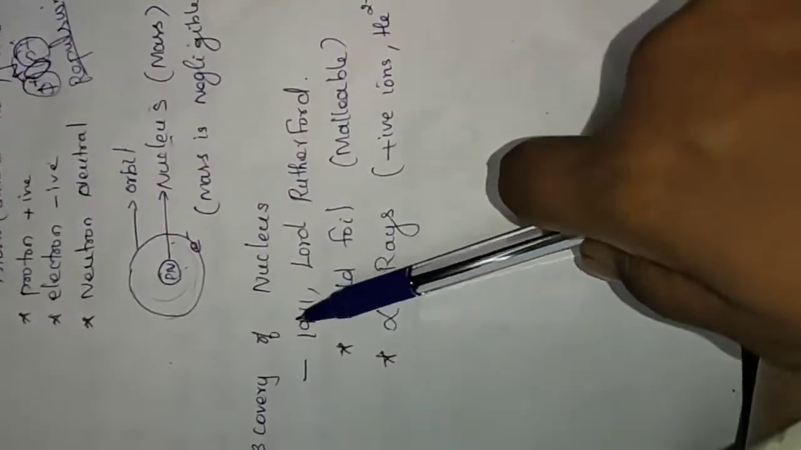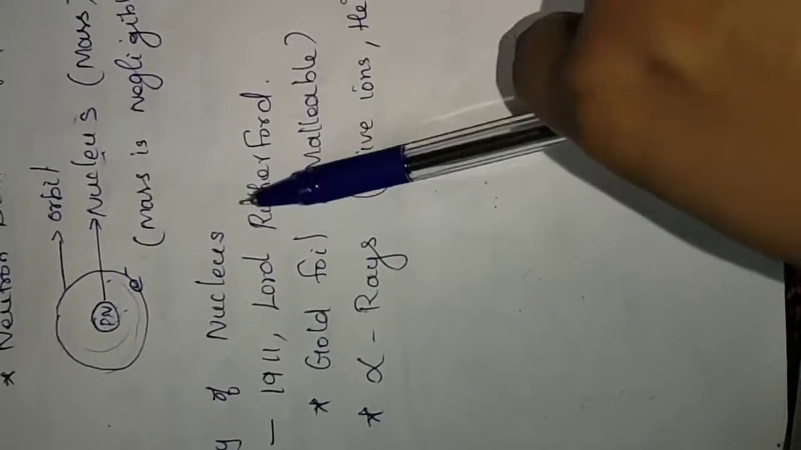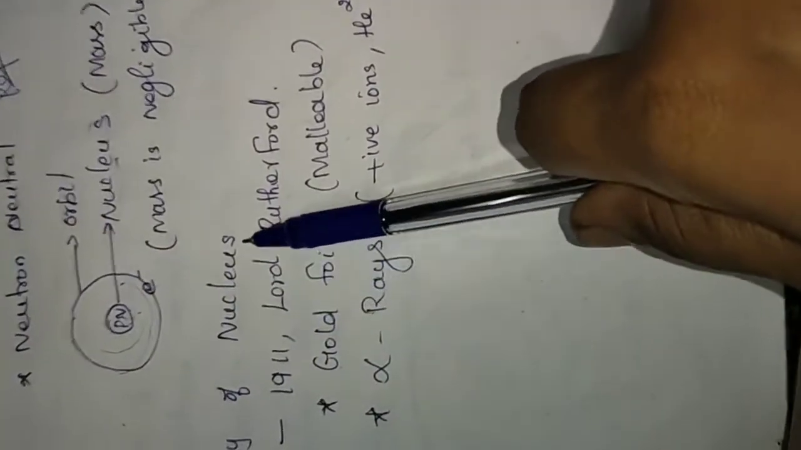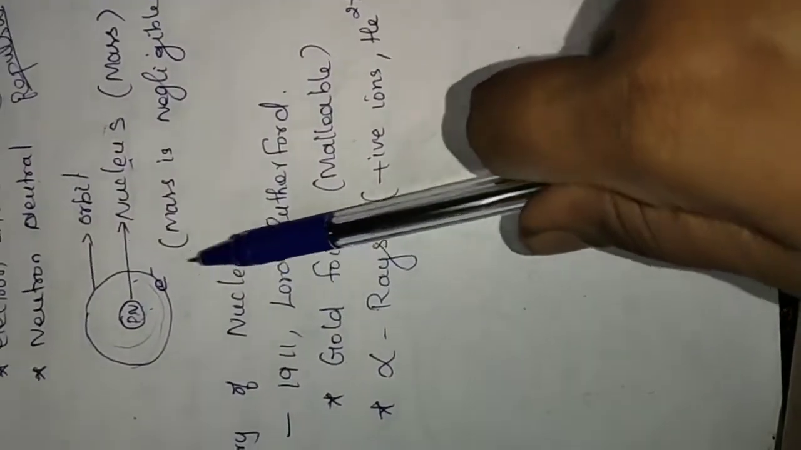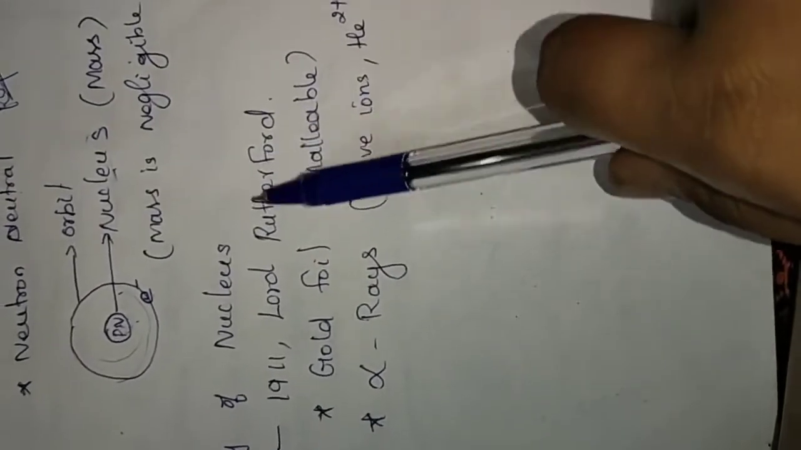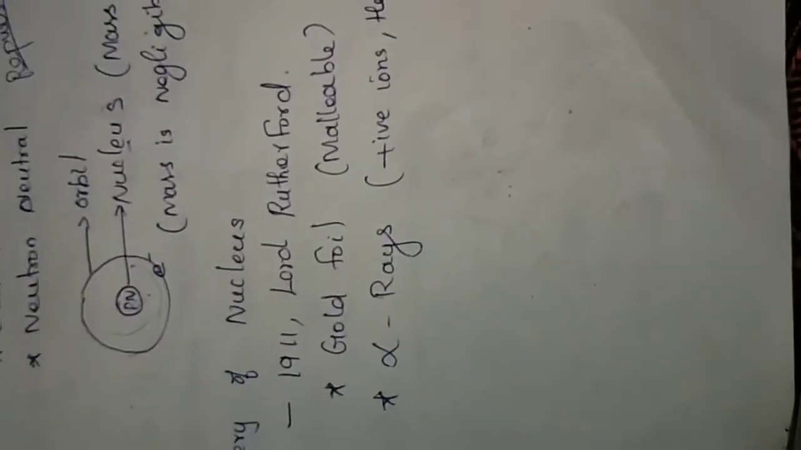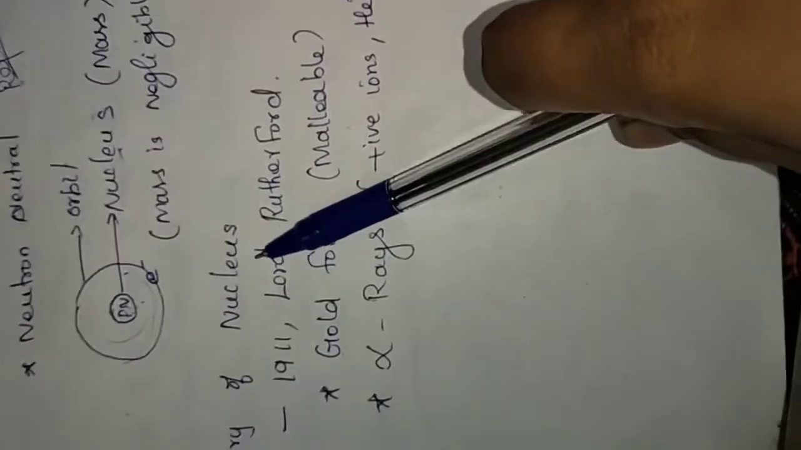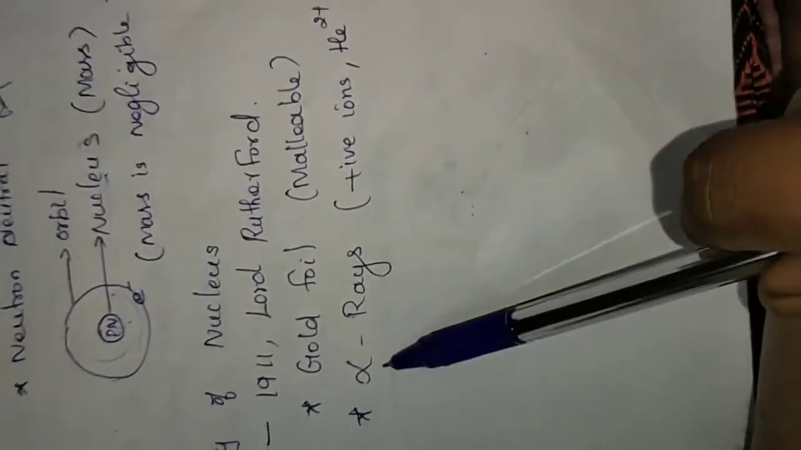So in the year 1911, Lord Rutherford, the scientist who discovered the nucleus. Students, don't forget, who discovered the component nucleus? Rutherford. The presence of the nucleus inside the atom was discovered by the scientist Rutherford by the gold foil experiment. By using the gold foil experiment, he found the nucleus. For this experiment, the two important things he took were gold foil and alpha rays.